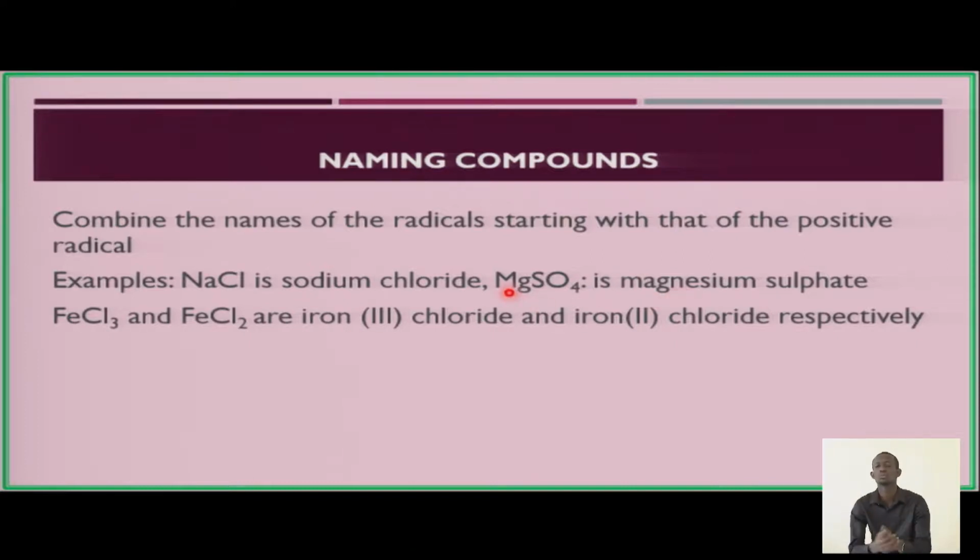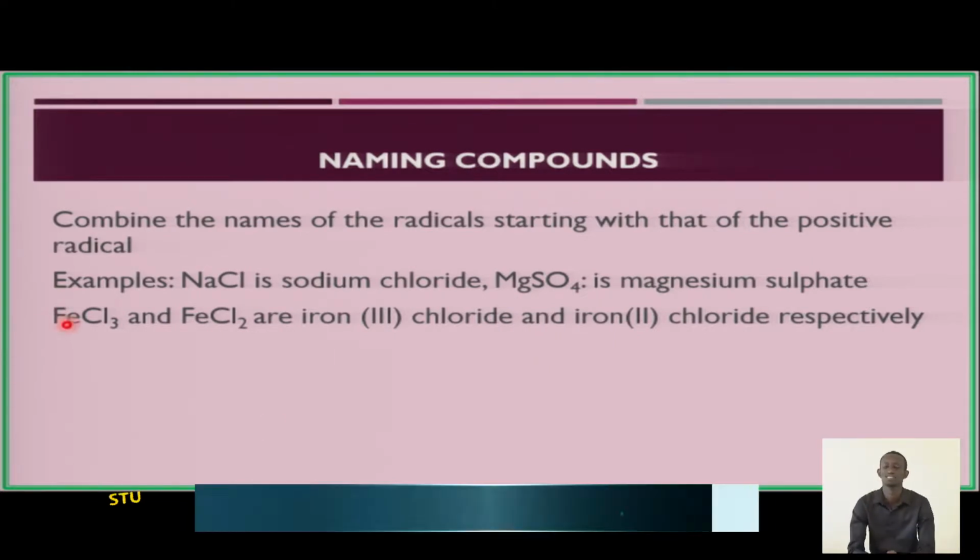What is the other example we have here? We have MgSO4. The first part, which is positive, is magnesium. And the second part, which is negative, is the sulfate. So the name is magnesium sulfate. Very simple. Just like drinking water.